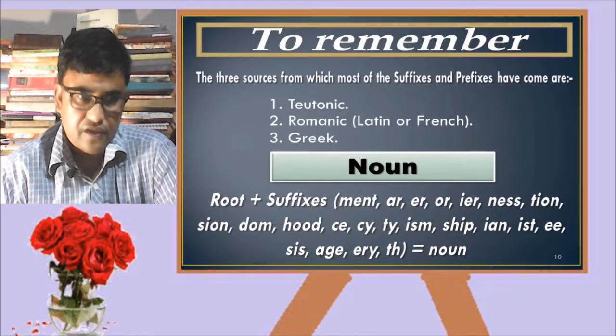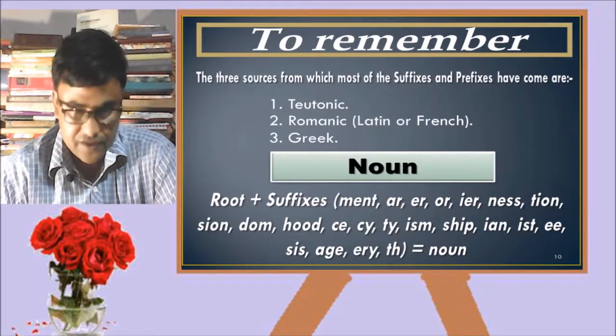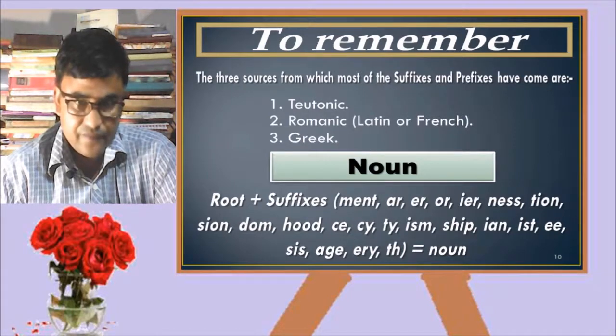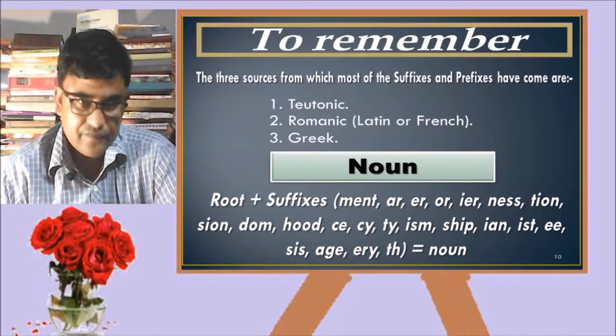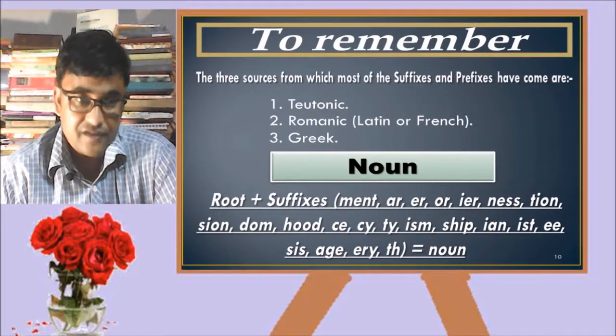These make nouns. For example: ment, that is meant; er, or, ier; ness; tion; sion; dom; hood; cy; ism; ship; ian; ist; ee; sis; age; ery; and ty. Equal noun. That means all these suffixes make nouns. Do you understand? Okay, now we are going to discuss all these suffixes.